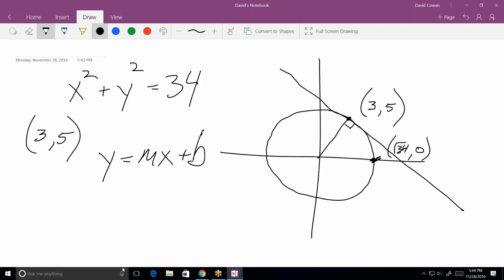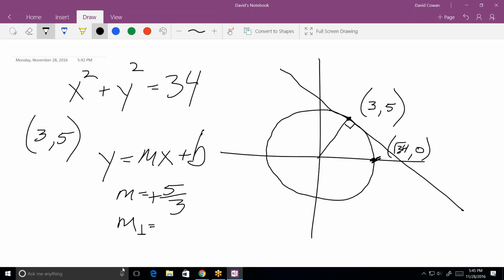If I can figure out the slope of that point. First of all, can I figure out the slope of the radius line? Wouldn't it be 3 over 5? It's rise over run, so 5 over 3. Is it positive or negative? That's positive. Now, what's the slope of the perpendicular? Because our tangent line is perpendicular to that radius line.